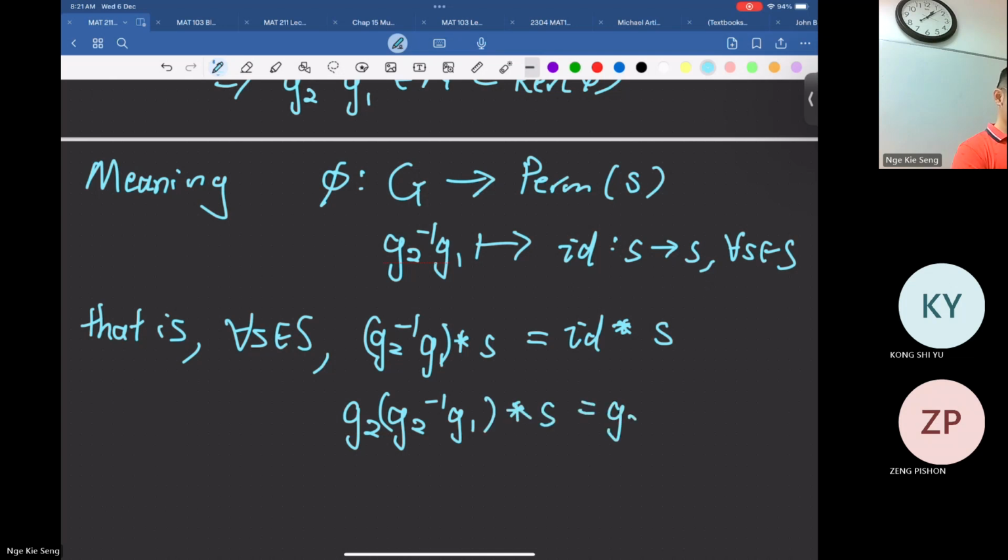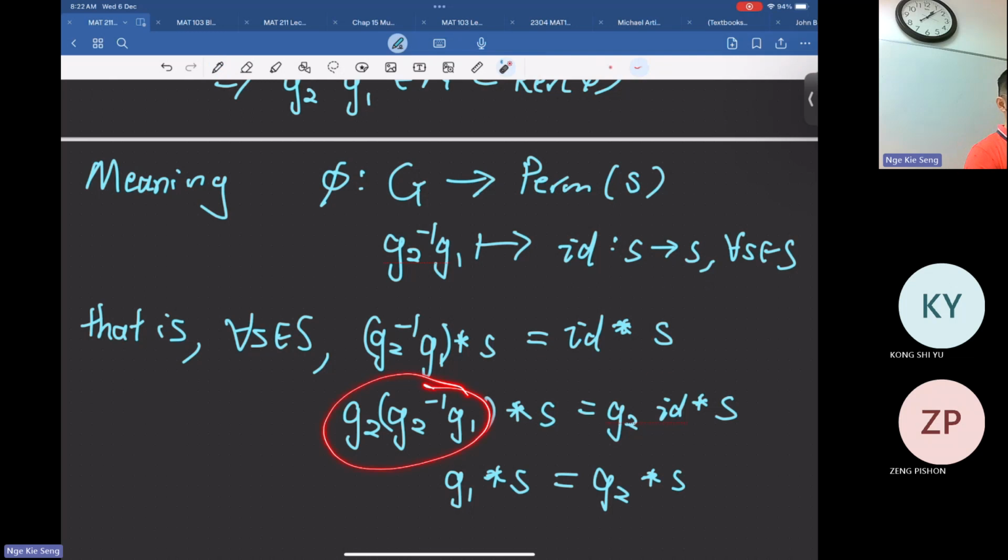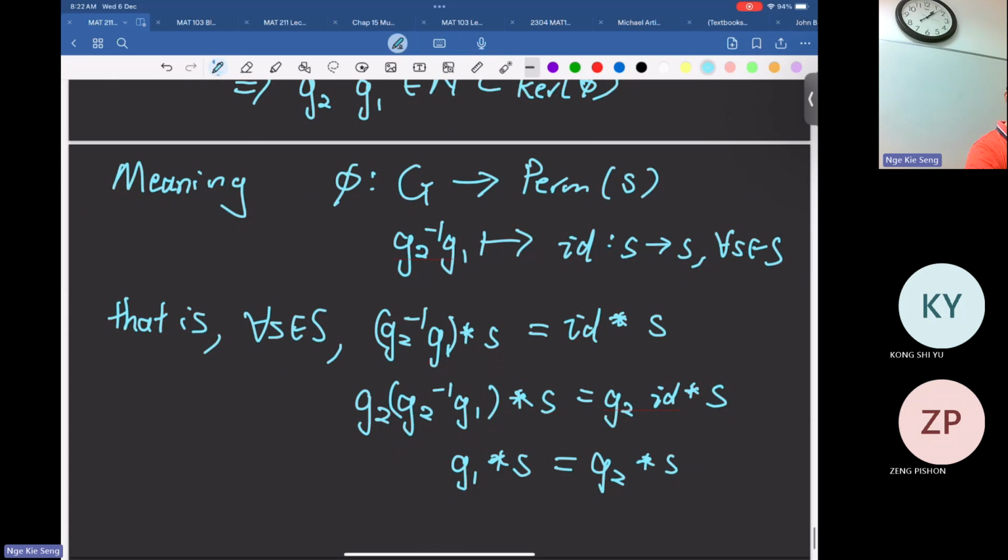On both sides. But this is just G1 acting on X equals G2 acting on X. Okay, but here note that we only use the property of groups. We don't use the action yet. I mean, we should use the property of action. But this property of action comes from the group action already defined.